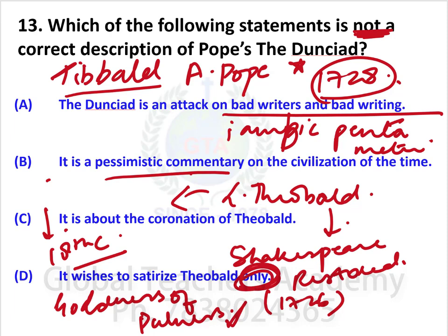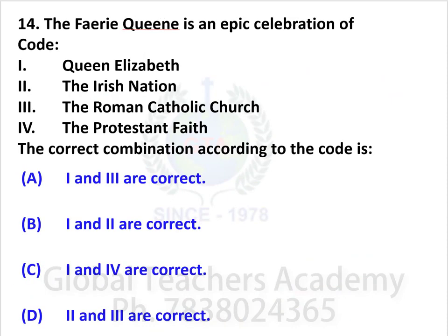Now, whenever you get a question about a literary text that asks, does it satirize this thing only? It's very unlikely that an author, when writing an entire text, would satirize only one thing. Even if it's satirizing an individual, the society is also satirized along with the individual. So the word 'only' gives you an insight as to what the answer is going to be. So the answer here is D.